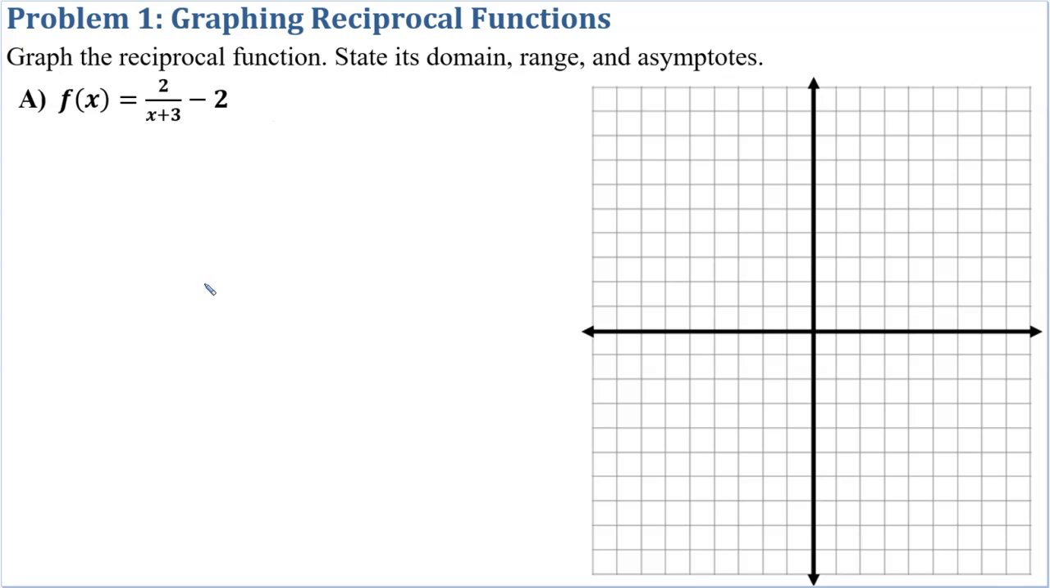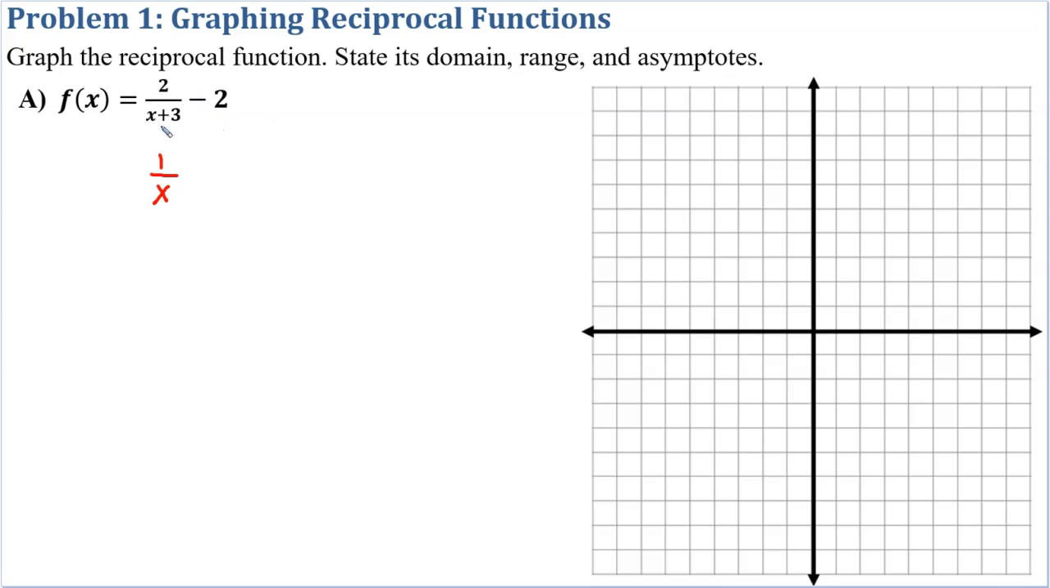From there, we can get into graphing transformations of the reciprocal function. Graph the reciprocal function, state the domain, range, and asymptotes. All right, so I have this one, and again, it's just a transformation of my 1 over x. So what I need to think about is how the +3, the -2, and the 2 are going to affect that.